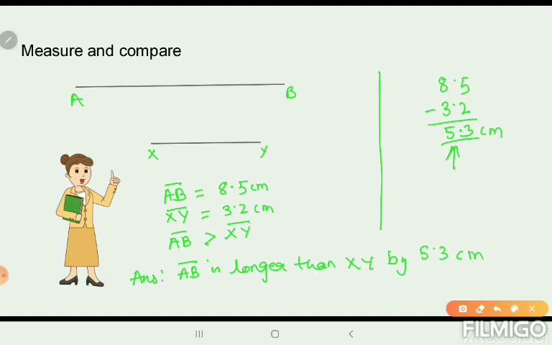So here first we measured the given line, wrote its measure, whatever it was coming after measuring it. Then we compared which one is greater. Then we found by how much it was greater, and then we wrote our answer like this, that AB is longer than XY by 5.3 centimeter. This is how we measure and compare any given lines.